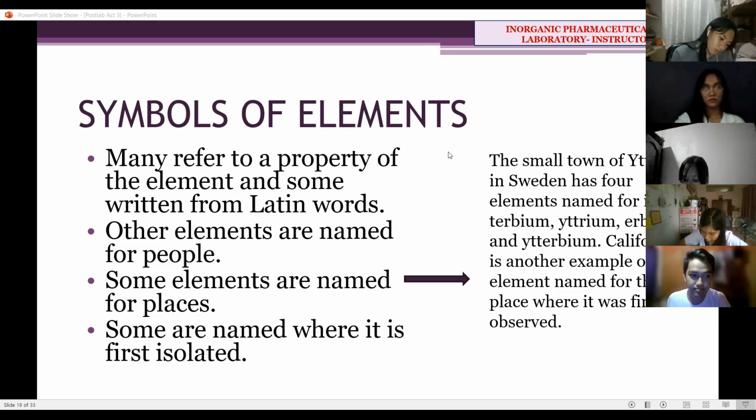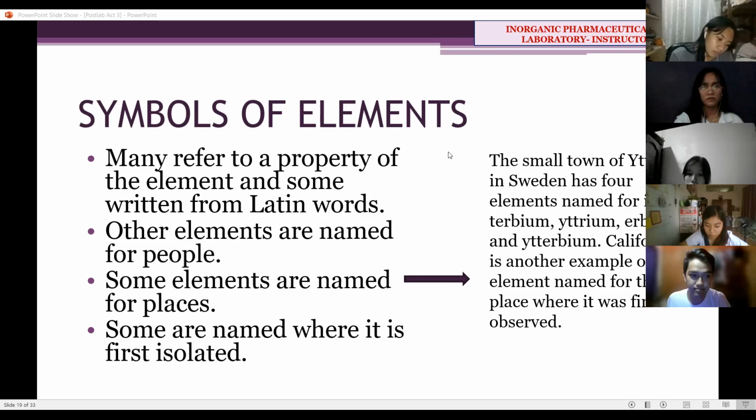Now, there are also elements that are named after places. Just like we have four elements in the periodic table that were named from a very small town in Sweden. The name of the town is Ytterby, or Ee-ter-by. We have terbium, yttrium, erbium, and ytterbium. All of those come from a small town in Sweden. So many elements were discovered in that part of Sweden.